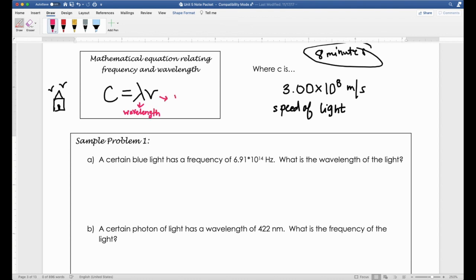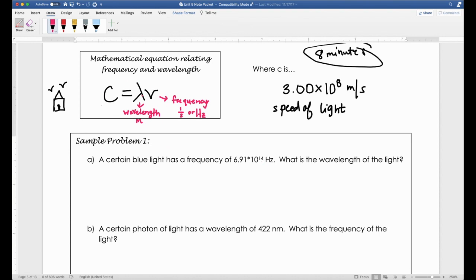Whereas this nu is the frequency. And again, frequency has units of 1/seconds or hertz, whereas wavelength literally has the word length in there, is in units of meters. And C is a constant, so it's always the same. So let's go ahead and try sample problem 1, knowing all of that.